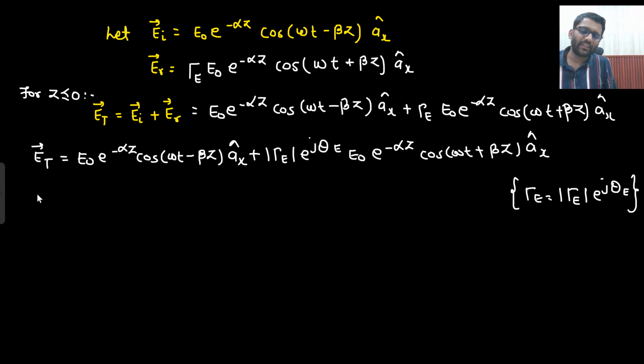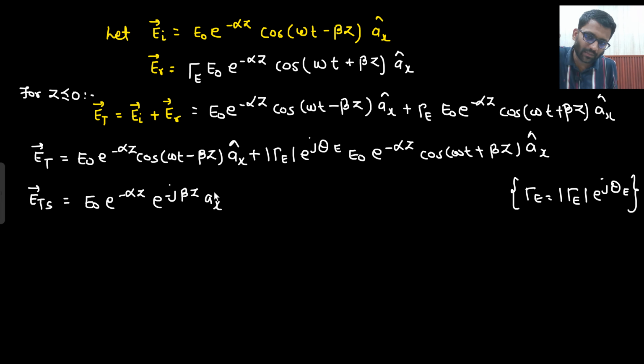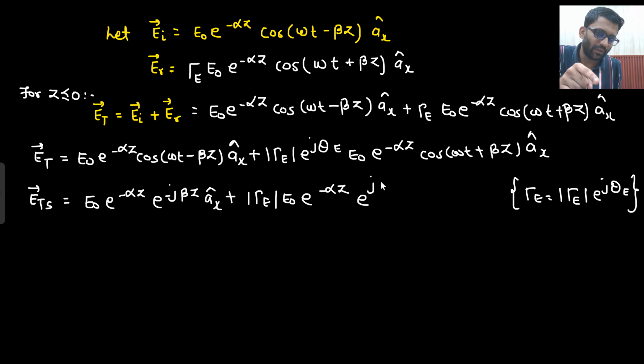Now if I write down the phasor form of this, because how do we analyze the standing wave? By calculating the phasor. This we have seen in the first half of this video. So now I will calculate the phasor. E naught e to the power minus alpha z e to the power minus j beta z ex cap. Here gamma E, then E naught e to the power minus alpha z. Now e to the power j theta E and e to the power j beta z both will be added, right? E to the power j(beta z plus theta E).